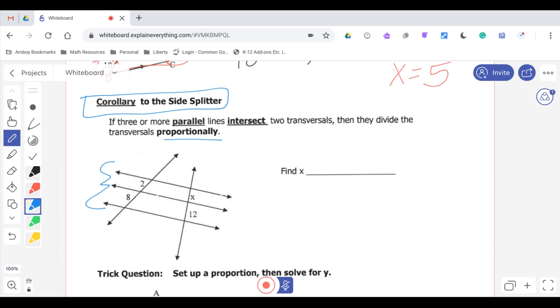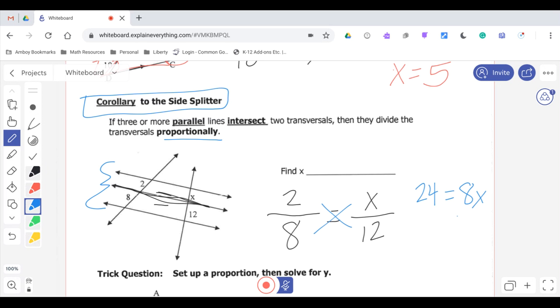And again, I can set up my proportion kind of visually, treating this middle line like the fraction bar, and I'm just putting an equal sign in here. So I can say, okay, 2 over 8 equals x over 12. And I'm going to go ahead and cross multiply. So 2 times 12 is 24, and 8 times x is 8x. If I divide by 8, I will get that x equals 3, or my missing piece here is 3.